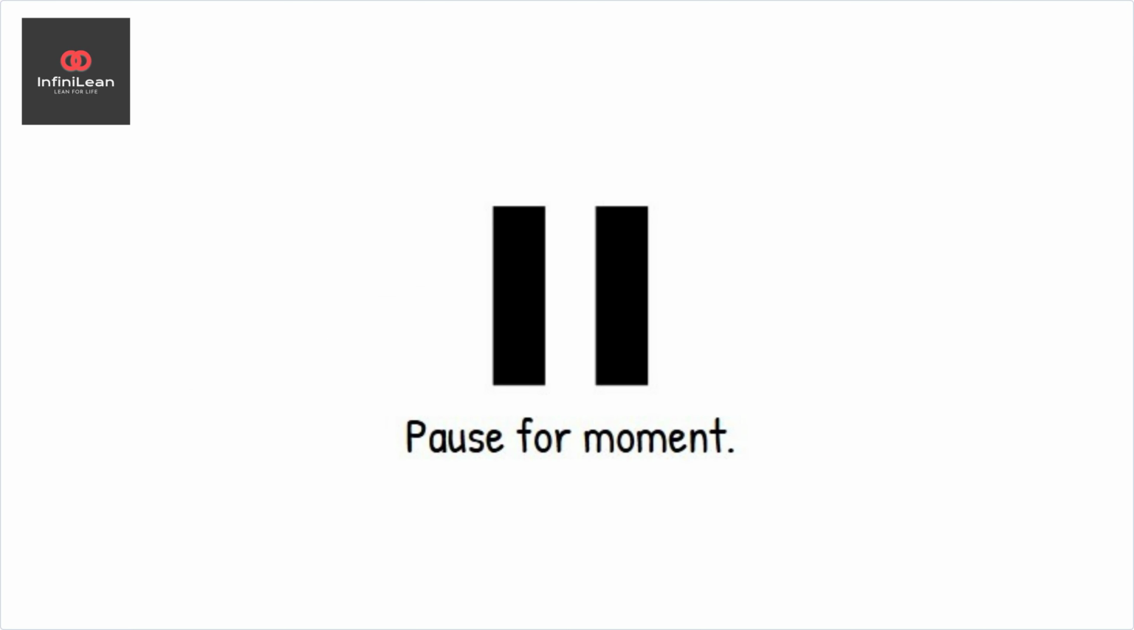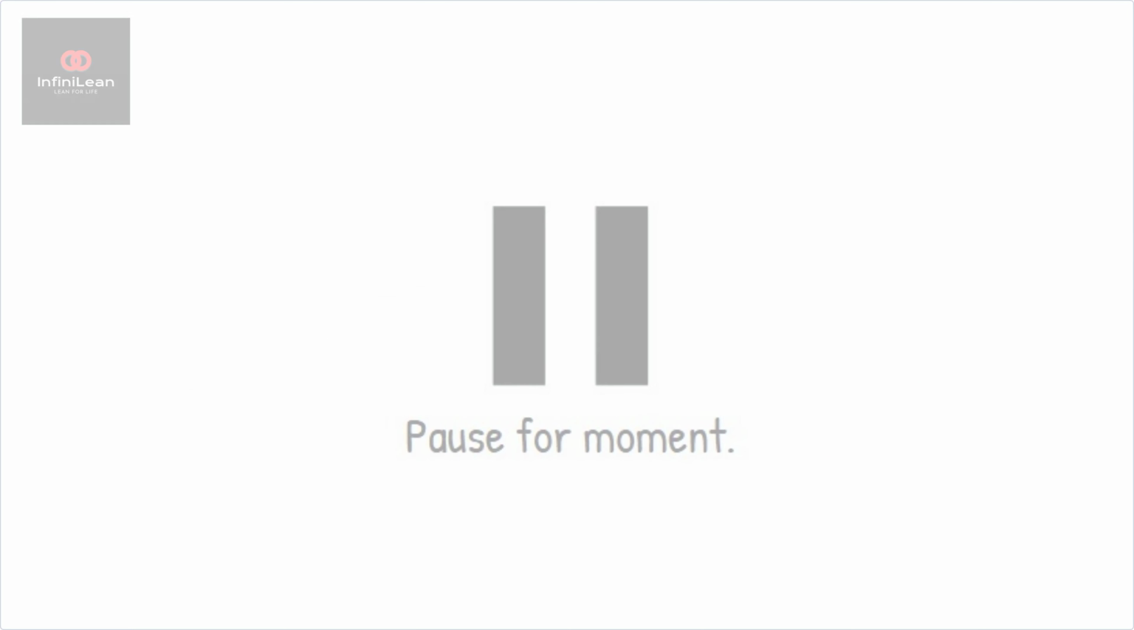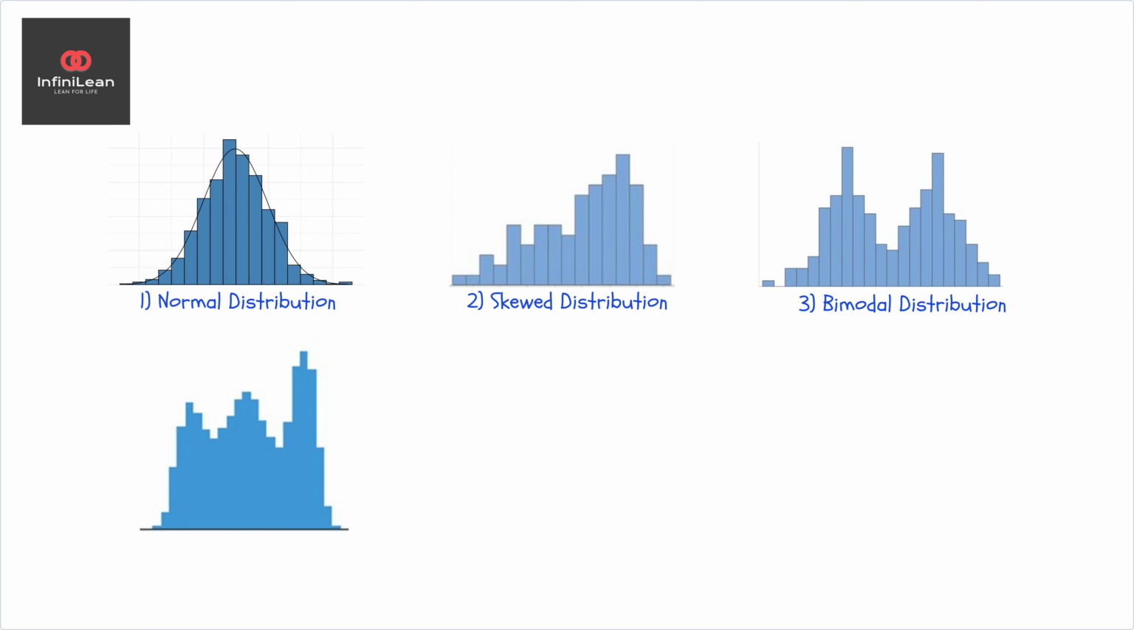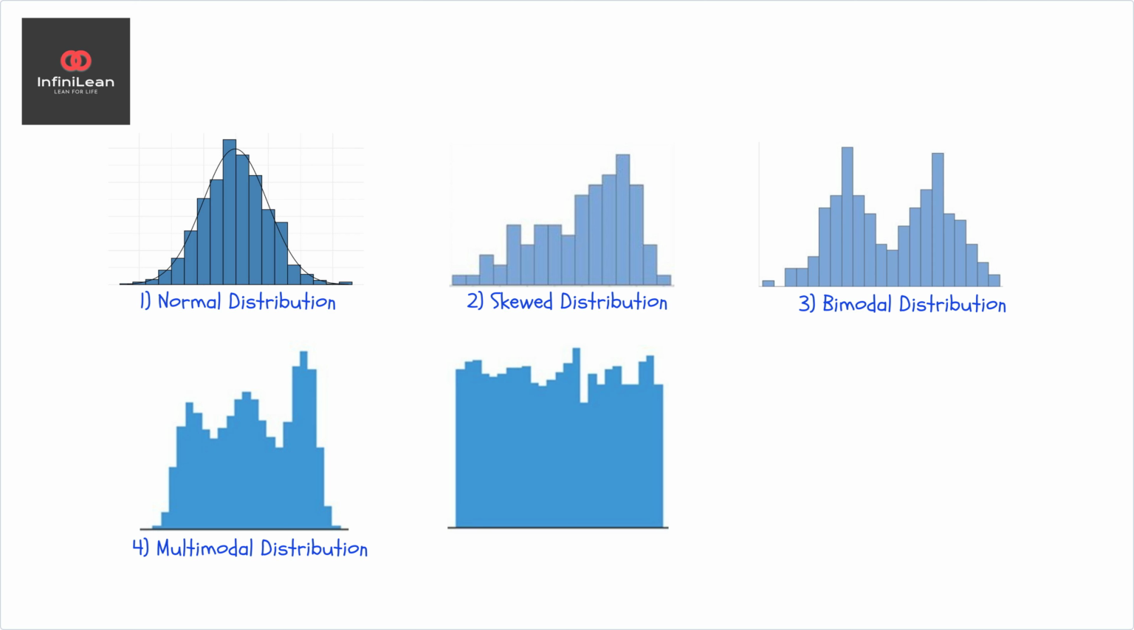Let's pause momentarily to review common histogram patterns in Six Sigma. 1. Normal distribution, symmetrical bell-shaped curve indicating a stable process. 2. Skewed distribution, asymmetrical, showing process shifts. 3. Bimodal distribution, 2 peaks, suggesting 2 different process behaviors. 4. Multimodal distribution, more than 2 peaks, suggesting multiple influencing factors.